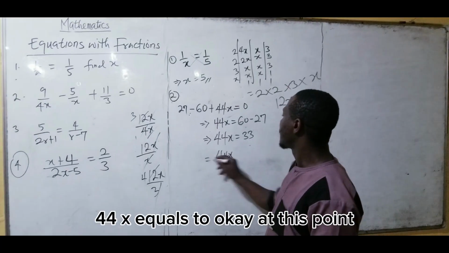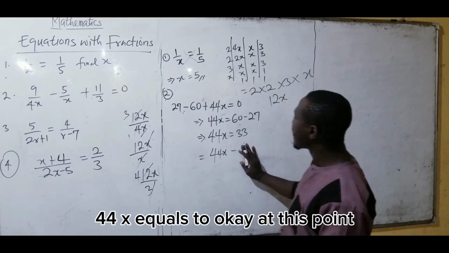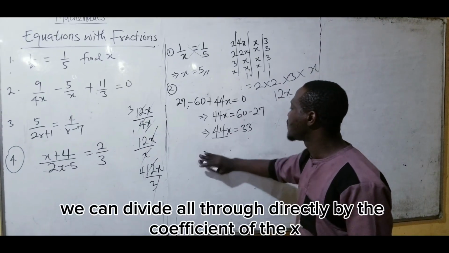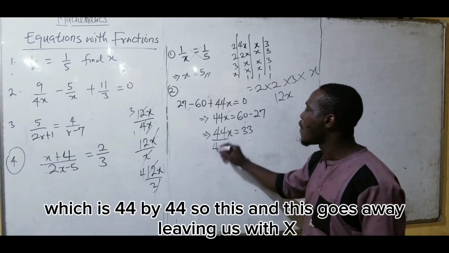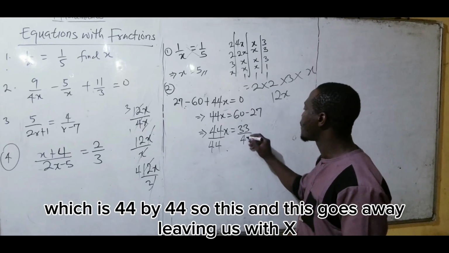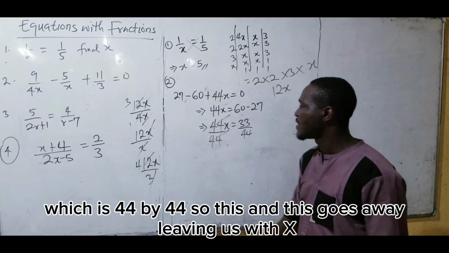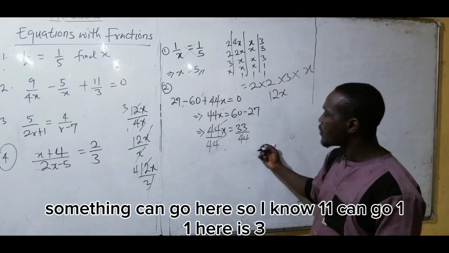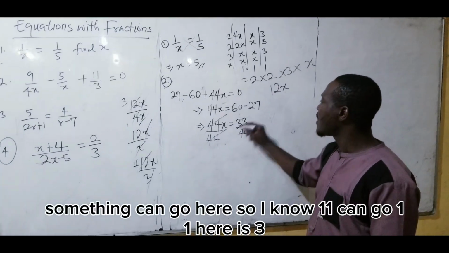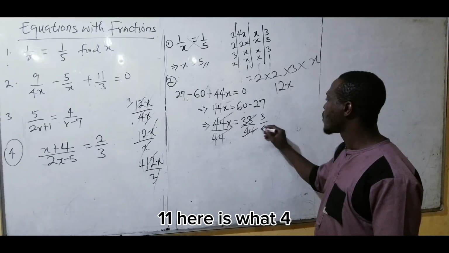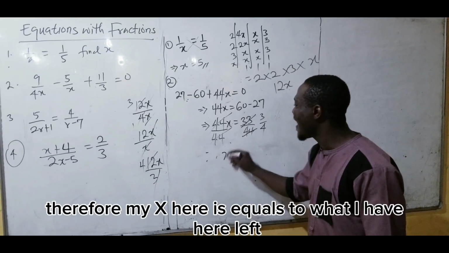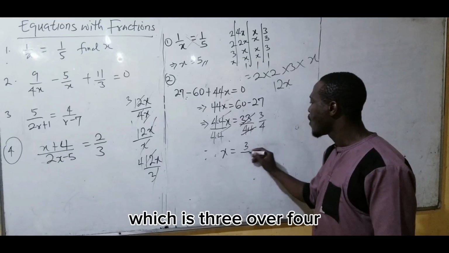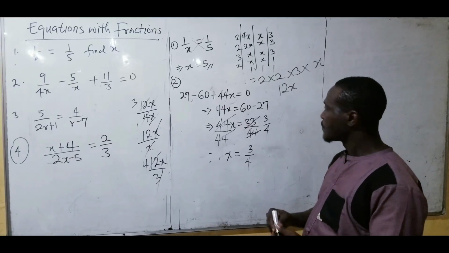44x equals, okay, at this point we can divide all through directly by the coefficient of x, which is 44, by 44. So this and this goes away, leaving us with x. Something can go here. I know 11 can go. 11 here is 3, 11 here is what? 4. Therefore, my x is equal to what I have left here, which is 3 over 4.